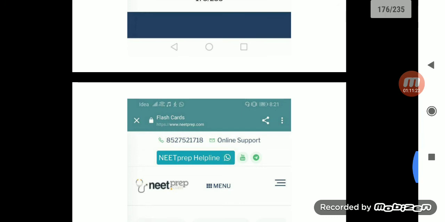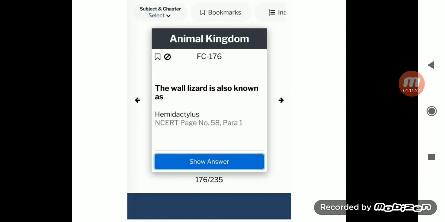The wall lizard is also known as Hemidactylus.